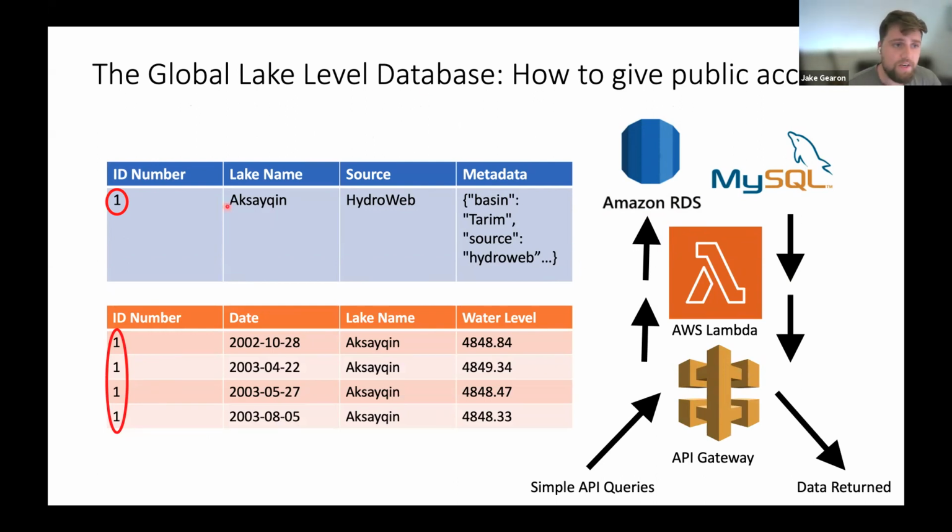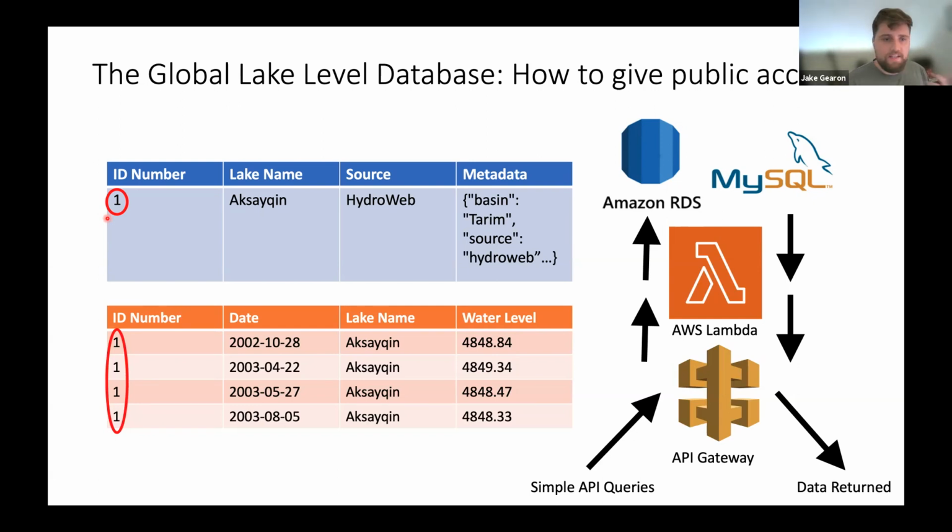So the tables, our metadata table and our lake water level table, share this unique lake ID. Number 1 corresponds to number 1 here. And that allows us to link the metadata with the water level values. And so that's how the 2 tables talk to one another.